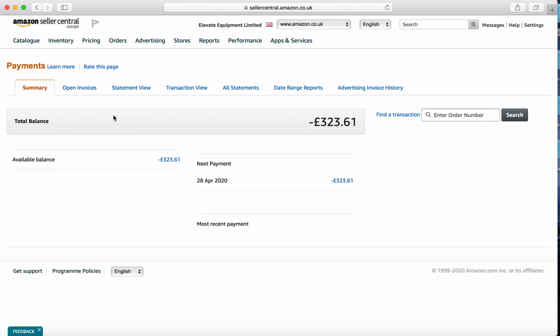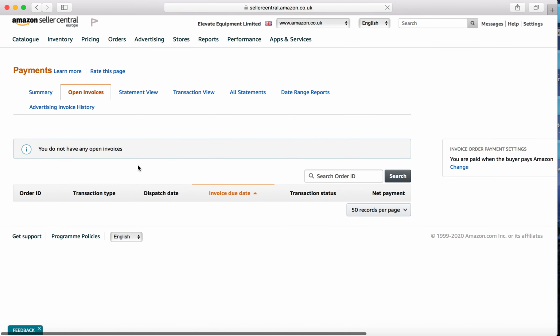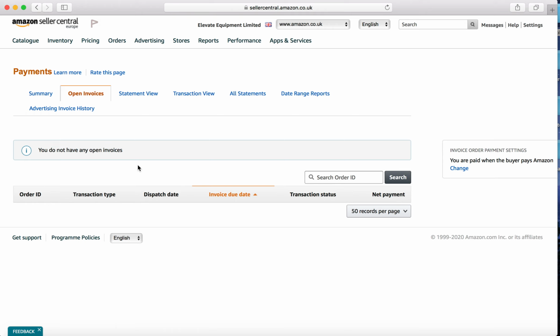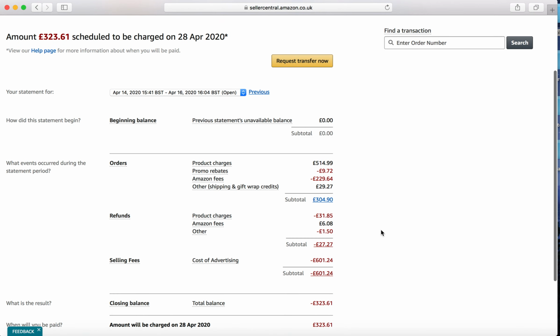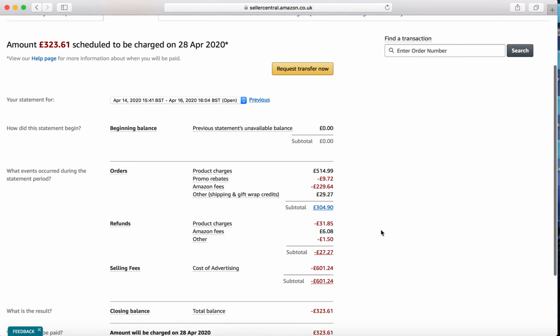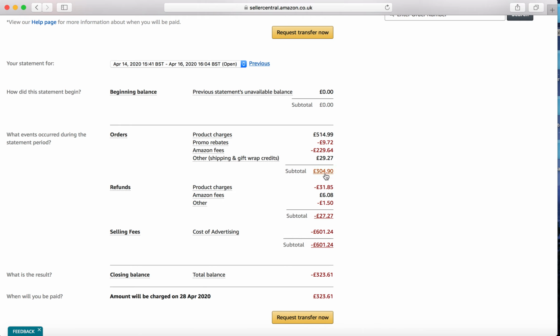And here it will show you your current summary and your current balance on your account, as well as when you're next likely to get paid by them if you're paid on a bi-weekly basis. You'll have things such as your open invoices, which will show you, if you are fulfilled by merchant, invoices that perhaps you need to upload and products that you need to ship. In the statement view, which is the most important tab to go onto, it will show you on this sort of billing cycle exactly how much you've sold, what your fees and expenses are, as well as refunds and your selling fees such as advertising.